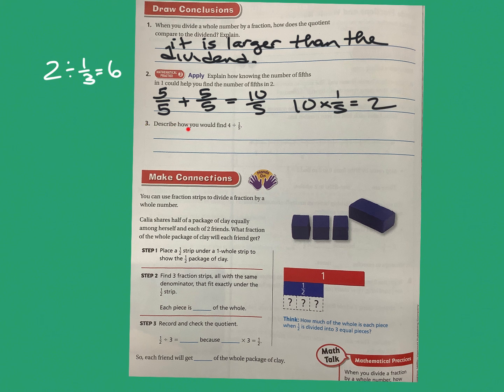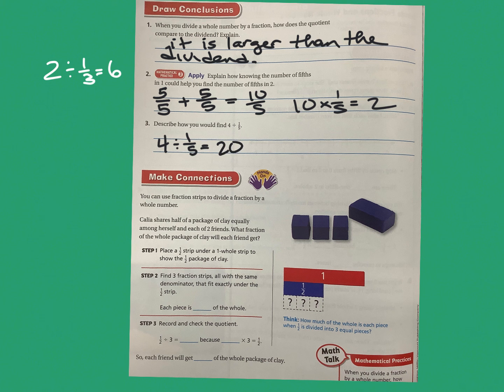So let's apply that here. Describe how you would find 4 divided by 1/5. And so if I know from above 5 fifths is 1, it takes 5 of those 1/5 to make 1, then how many would it take to make 4? It would be 5 plus 5 plus 5 plus 5, right? So 20. And I'll draw this out too.